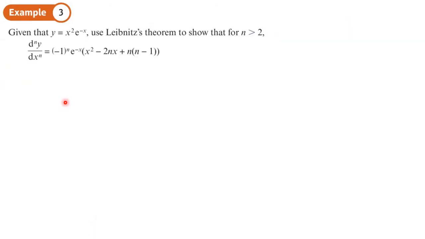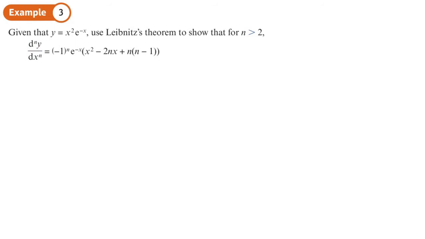Okay, so given that we've got this product here, you use Leibniz's theorem to show that for n greater than 2, it becomes this. Now notice this time we've not been asked for like the third or fourth derivative, it's the nth derivative. So when we want our working, there's going to be some n's in there.